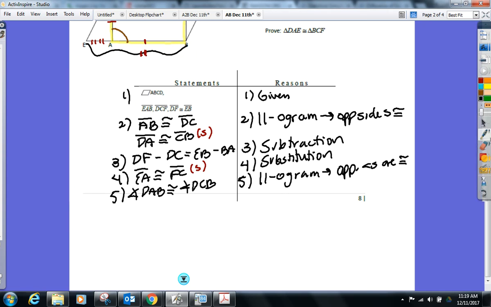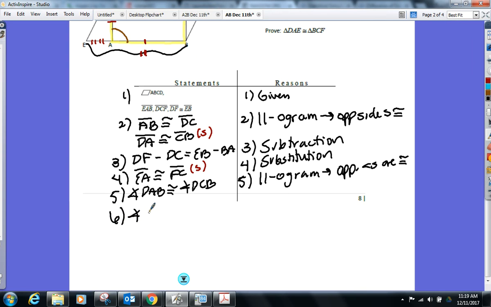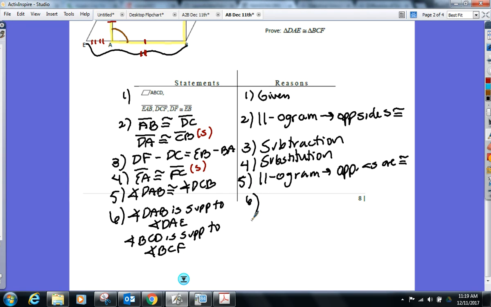So list off those angles that are supplementary. Go ahead, Mike, and name them off again. Angle DAB is supplementary to angle DAE. Okay, hold on. Supplementary to DAE. There's one pair on the bottom. And what about the pair on top? Angle BCD is supplementary to BCF. I'm not going to go back to Mike because I think he knows.